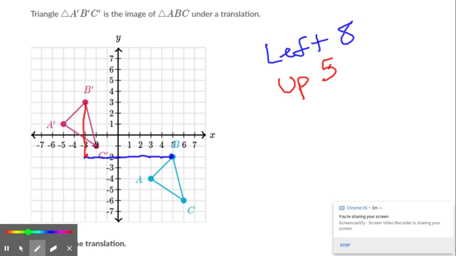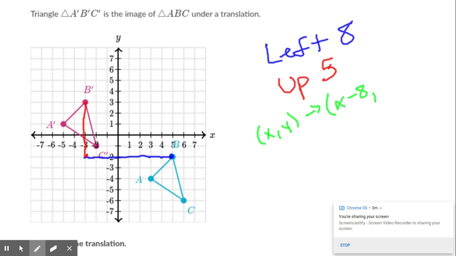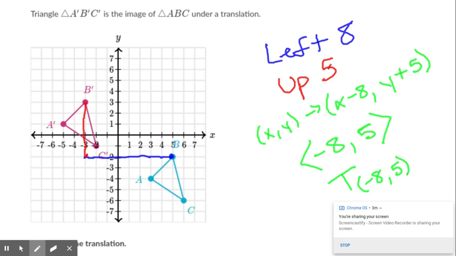But unfortunately, it doesn't answer it because I'm supposed to write the translation rule. Well, if I'm in translation notation, x comma y, to go left 8, I'd have to subtract 8 from the x coordinate. To go up 5, I have to add 5 to the y coordinate. In vector notation, that's a negative 8 in the x position and a positive 5 in the y position. And in transformation notation, capital T with a subscript negative 8, comma 5.